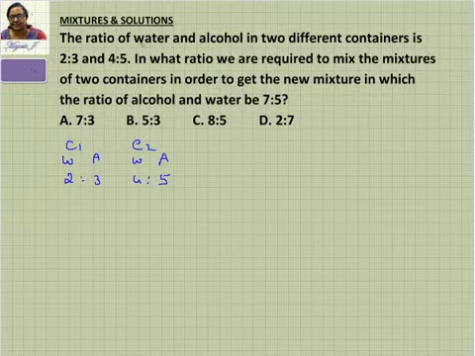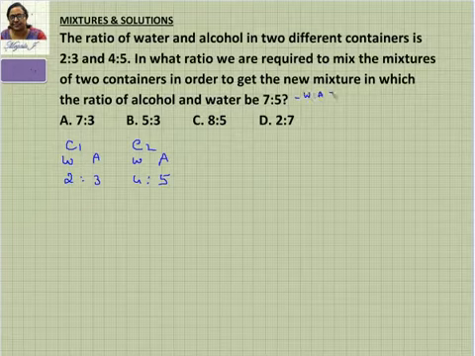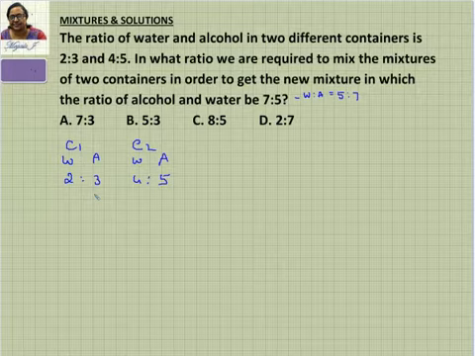You just have to note one thing. Here it is given as water and alcohol, but here they have interchanged it to alcohol and water. So the first thing is to change this, so as not to have confusion. We will consider this in terms of water to alcohol instead of alcohol to water. Then this has to be interchanged as 5:7, so we will keep it that way. Now you have to mix the two. In what ratio you are mixing, we don't know; that you have to find out.